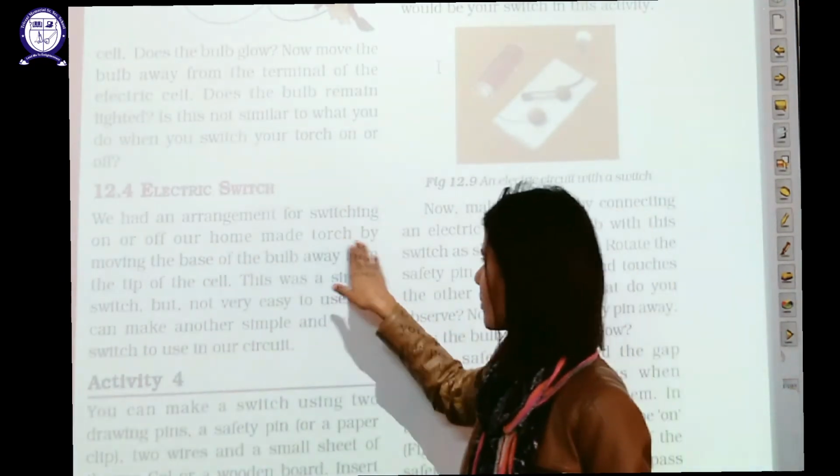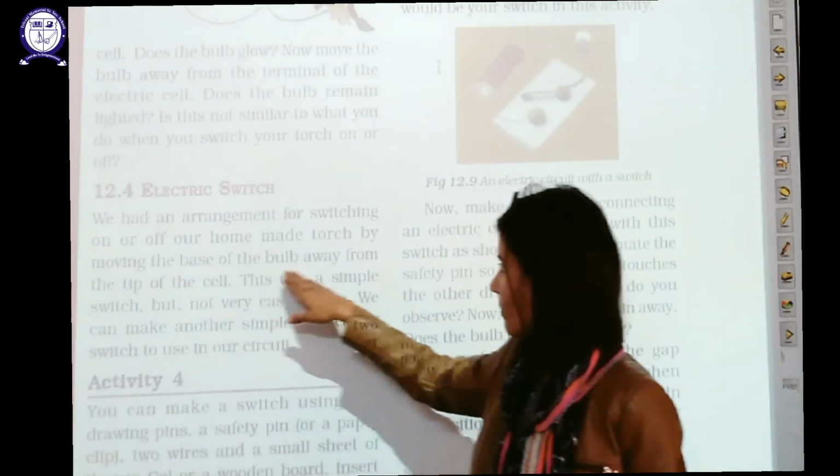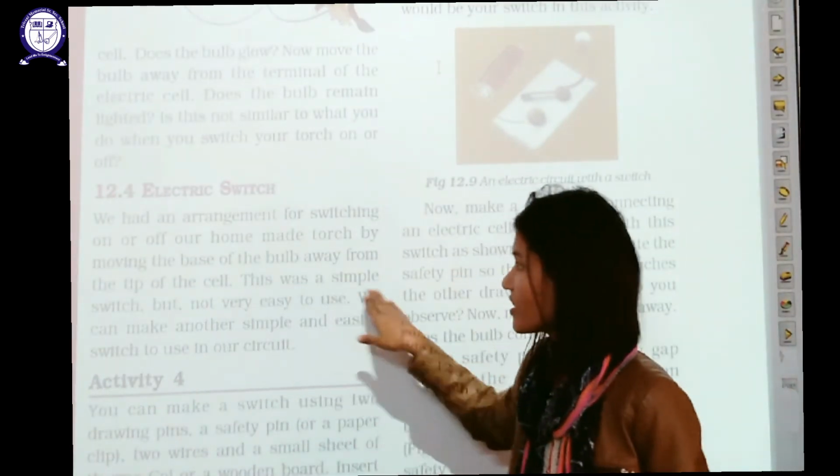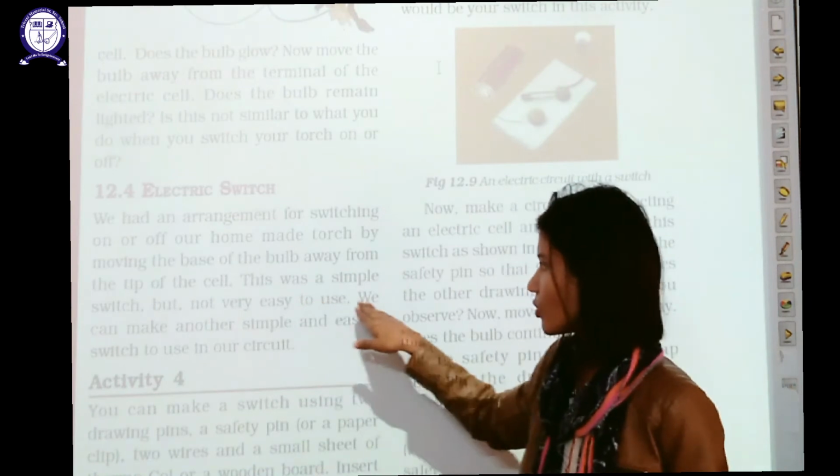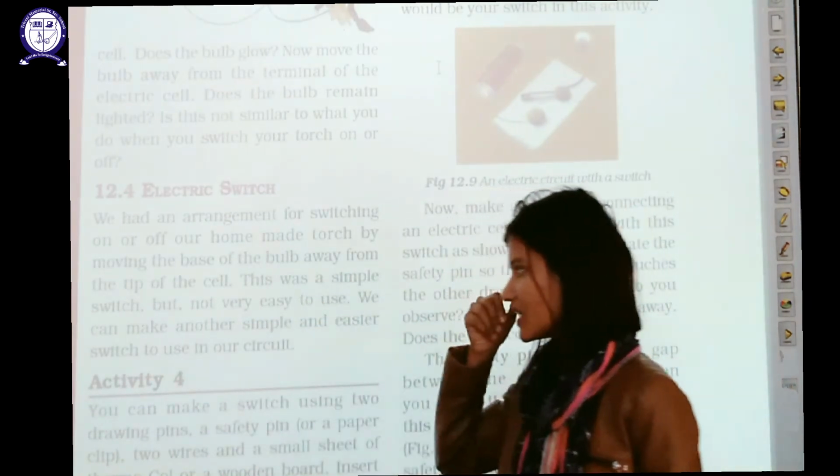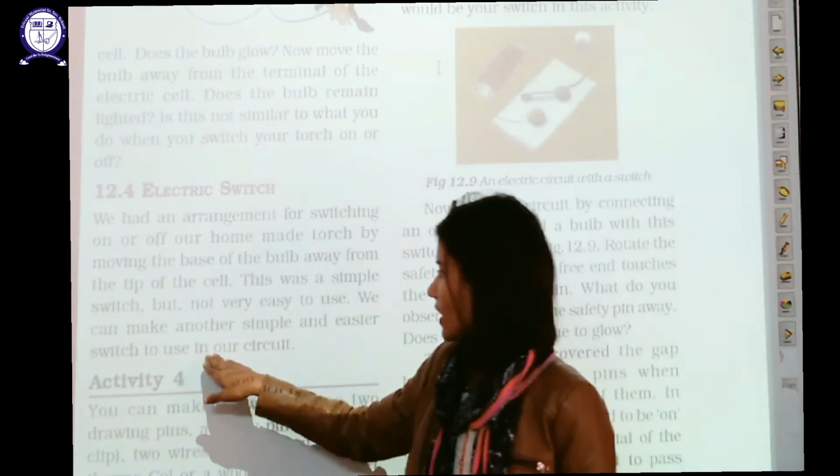Okay. We made a torch by moving the base of the bulb away from the tip of the cell. This was a simple switch but not very easy to use. We can make another simple switch that is easier to use in our circuit.